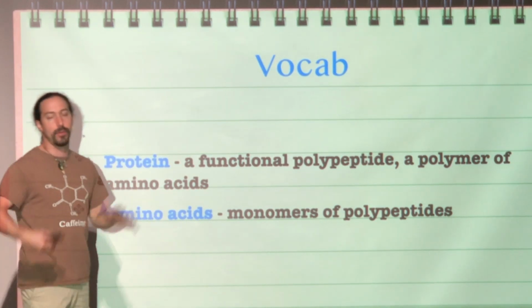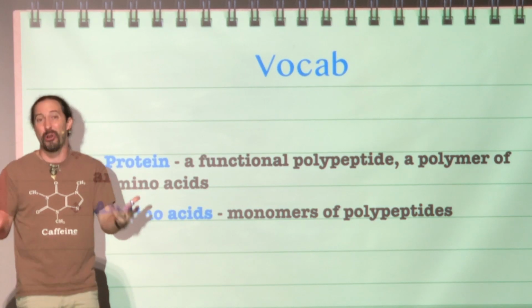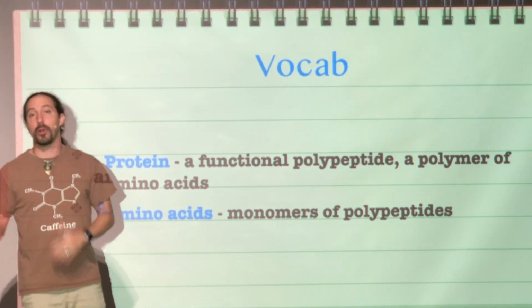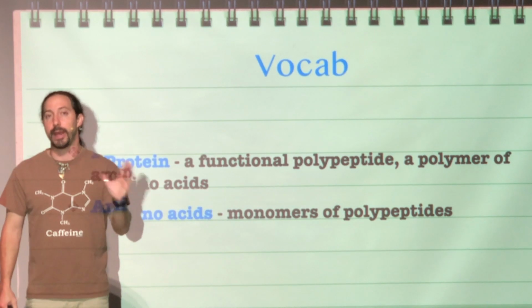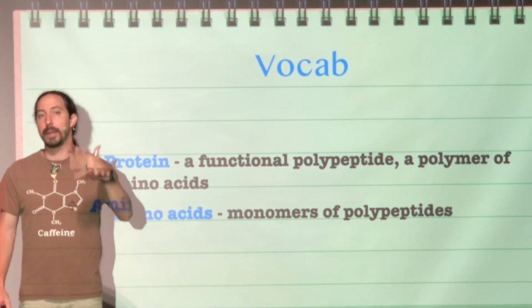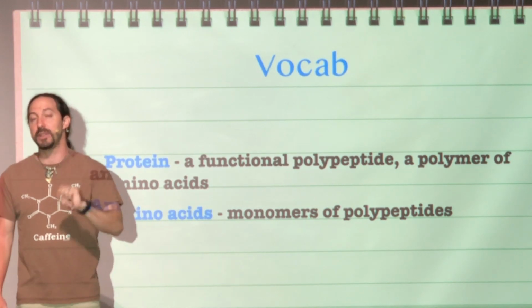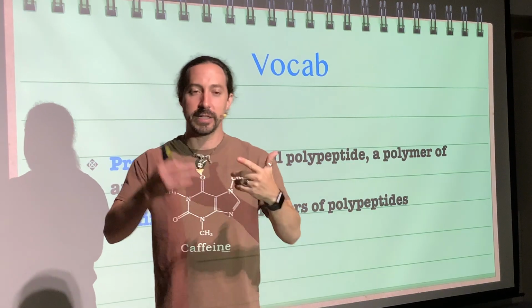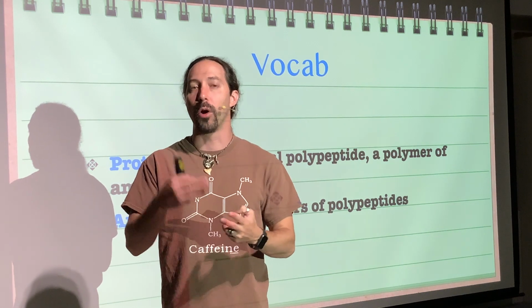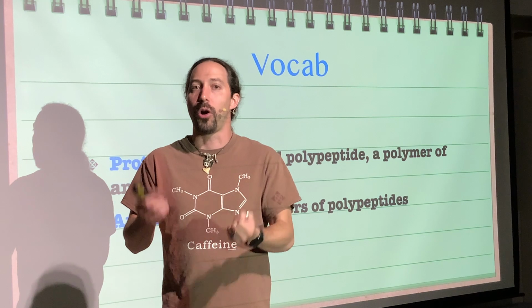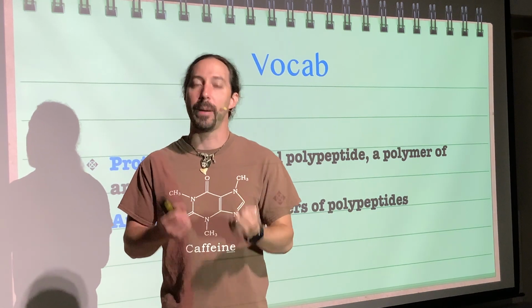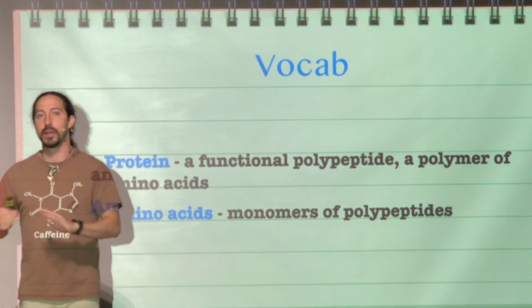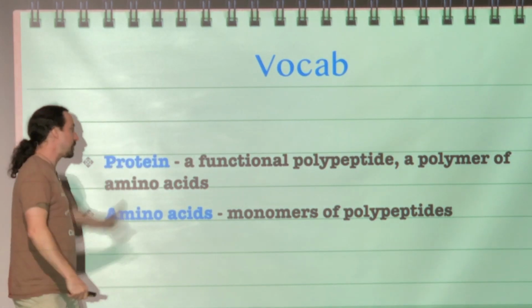First is protein. So as I said, you might have thought we were going into proteins, and we are, because proteins specifically are a functional polypeptide. They are a polymer of amino acids, but just a polymer of amino acids would be a polypeptide. If that polypeptide functions, if it works, if it's able to do its job, then it is a protein. If that polypeptide chain has an error in it, or if that polypeptide chain does not work on its own, it by itself is not called a protein. It would just be called a polypeptide chain. So a protein must function. Otherwise, it's just called a polypeptide. And they are made of amino acids, which are their monomers.